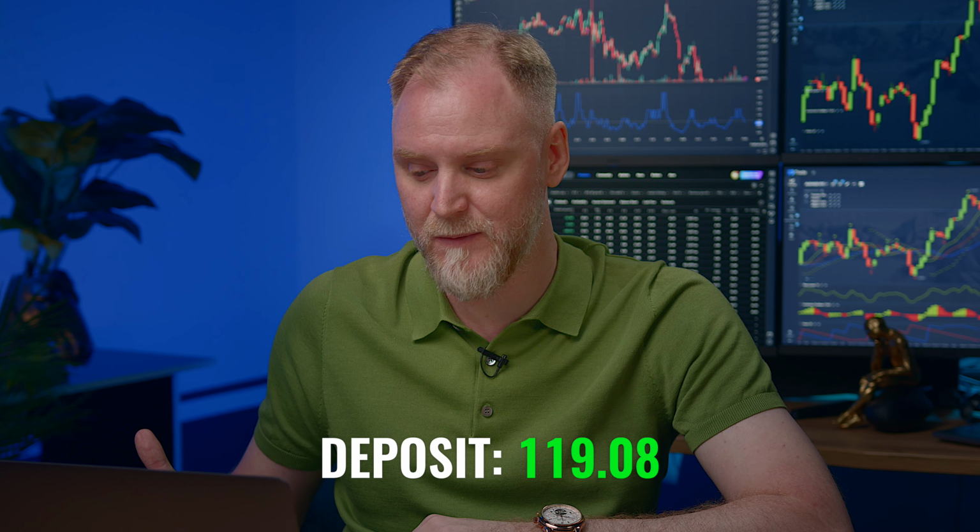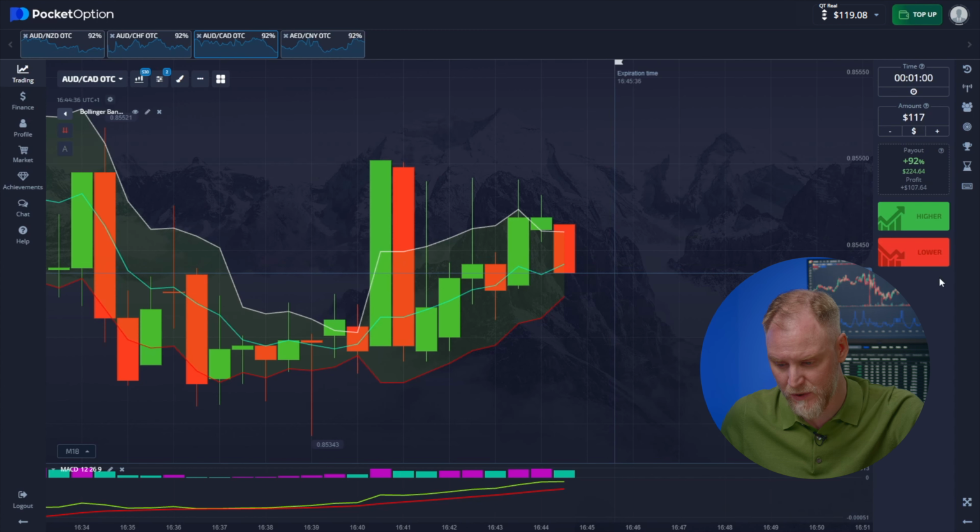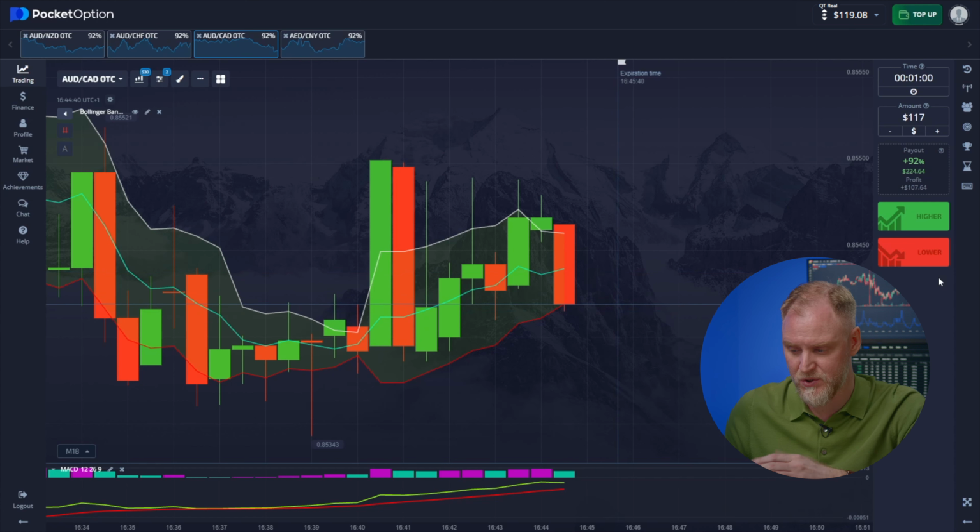Now the balance is up again, time for the next step. The Aussie and Swiss pair doesn't look promising, so I'll switch to the Aussie and Canadian. I'm investing 117. Analyzing the chart, I see an opportunity for a short position, so let's go short.